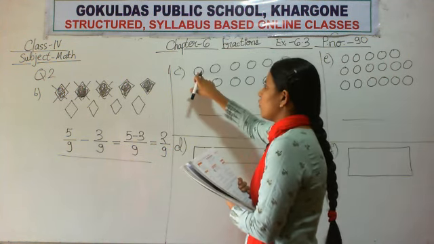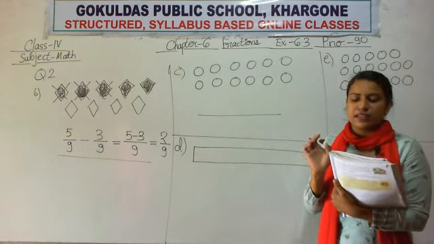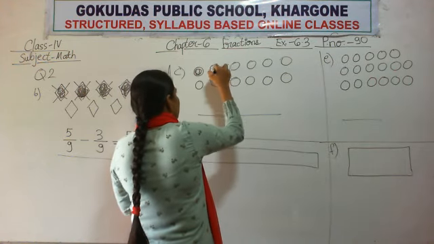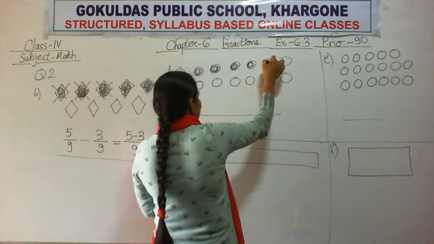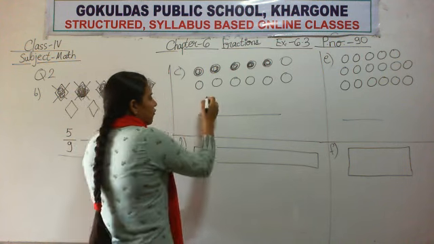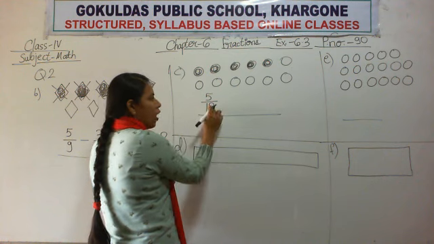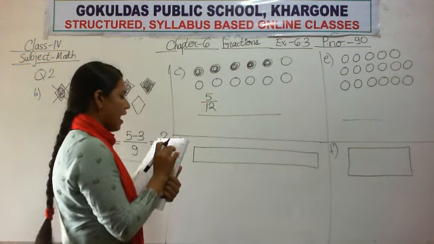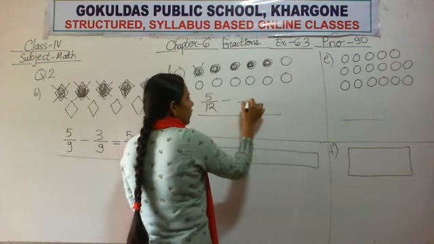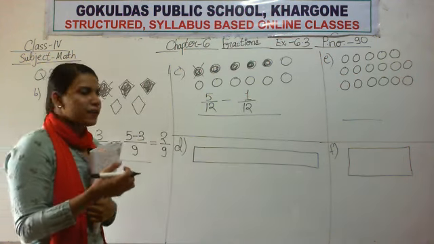Now part C. 1, 2, 3, 4, 5, 6, 7, 8, 9, 10, 11, 12. Total 12 circles are given and out of these 12, 5 are shaded: 1, 2, 3, 4, 5. How can we write it as a fraction? 5 upon 12. Out of 12, 5 are shaded. And 1 is crossed. One colored circle out of 12 is crossed, which means we are subtracting.